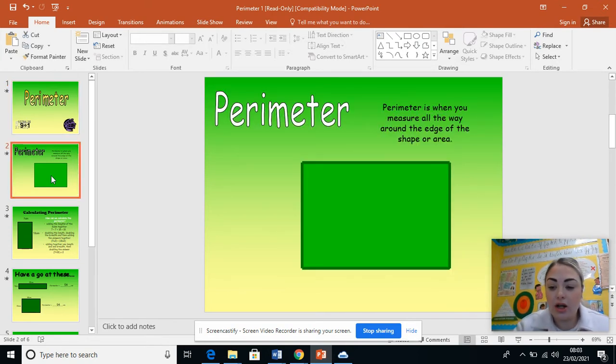So what actually is perimeter? Perimeter is when you measure all the way around the edge of a shape. So we go all the way around the outside. If you remember, when you were super little in foundation phase, we used to have the B-bots and you used to program him sometimes to walk around the shape. So that would be finding the perimeter.